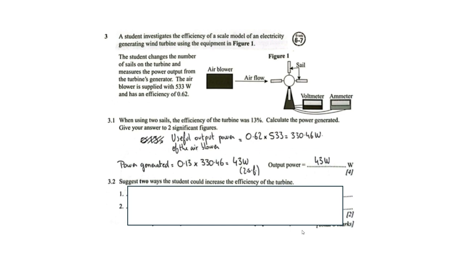So here you have to do 2 calculations. First calculate the useful output power, and then calculate the power generated. You have to use all the values given in the question.